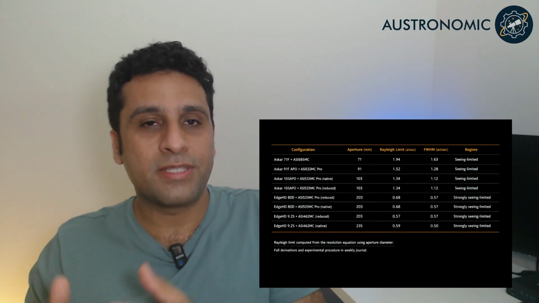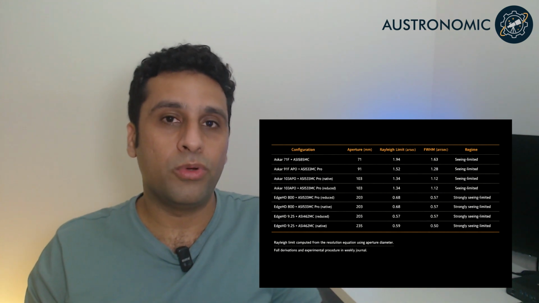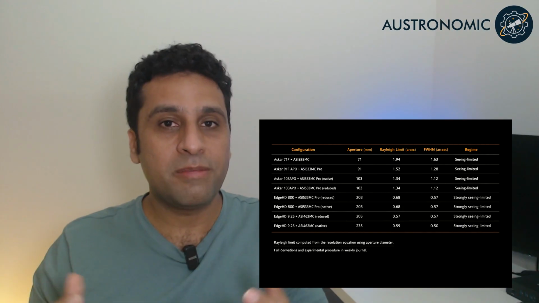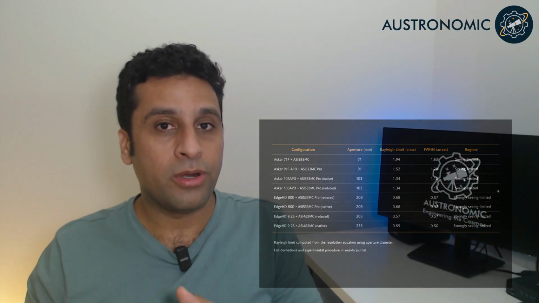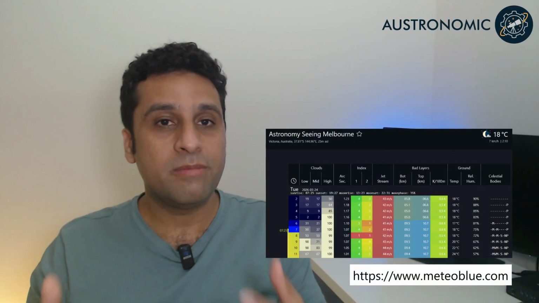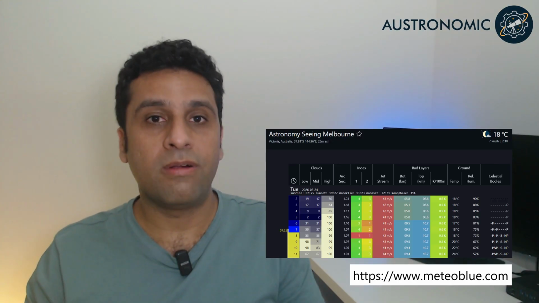This condition is not specific to a single instrument. It applies across systems such as the ASCO 71F, ASCO 103 APO, and the Celestron HD 9.25. As aperture increases, the diffraction limit becomes finer. However, under typical Melbourne seeing of 2 to 3 arcseconds, this improvement remains below the level set by the atmosphere. As a result, increasing aperture does not improve the effective resolution of the final image under these conditions.